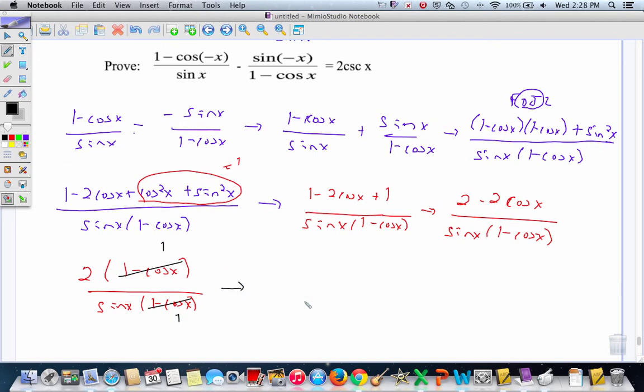And it's always nice when we see how those things line up. The 1 minus cosines are going to cancel. And I'm going to write this in two parts. I have 2 times 1 as my numerator, and sine times 1, or 1 over sine, as my denominator. I'll write that as two separate products just so we can see how that becomes 2 cosecant, because 1 over sine is cosecant. So there is our identity of 2 cosecant.